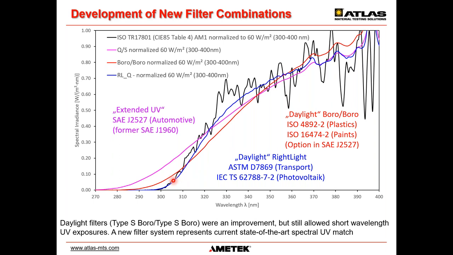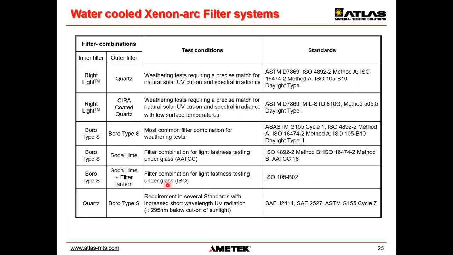So this is a little bit the development in a short time frame, what we see here over the past 15, 20 years, really starting with shorter wavelength and more mismatch to the natural sunlight. And since about 10 years now, we really have a great filter for xenon instruments. This is the Right Light, for simulating outdoor daylight. And here are more filters, and you see which standards are used with these other types of filters. We don't have to go through that.